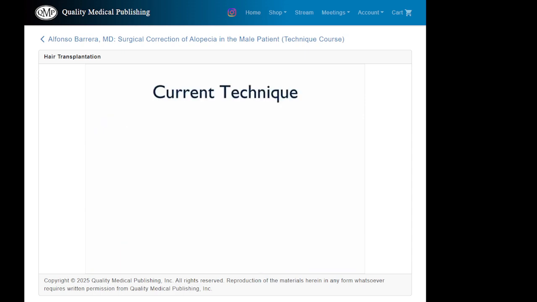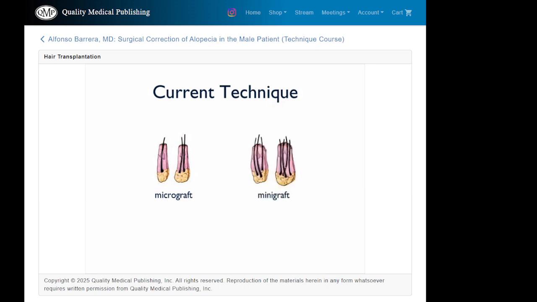With the current technique, natural, consistent, aesthetically pleasing results can be achieved with 1 to 2 hair follicular unit grafts, micrografts, and 3 to 4 hair follicular unit grafts, mini grafts. For patients with male pattern baldness, between 1,000 and 2,500 grafts are typically placed per session, depending on the degree of hair loss.